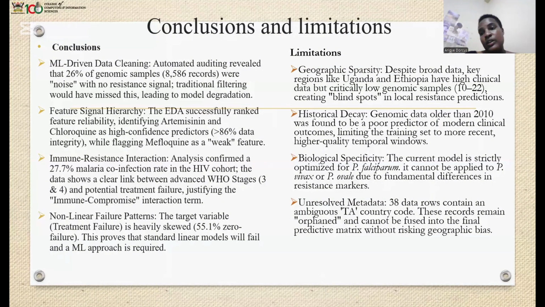Then we uncovered a significant interaction between immunity and resistance. In our HIV-positive cohort, nearly 28% had malaria infections, and patients in advanced World Health Organization stages showed a much higher risk of treatment failure. So that supports including an immune compromised interaction term in our model.